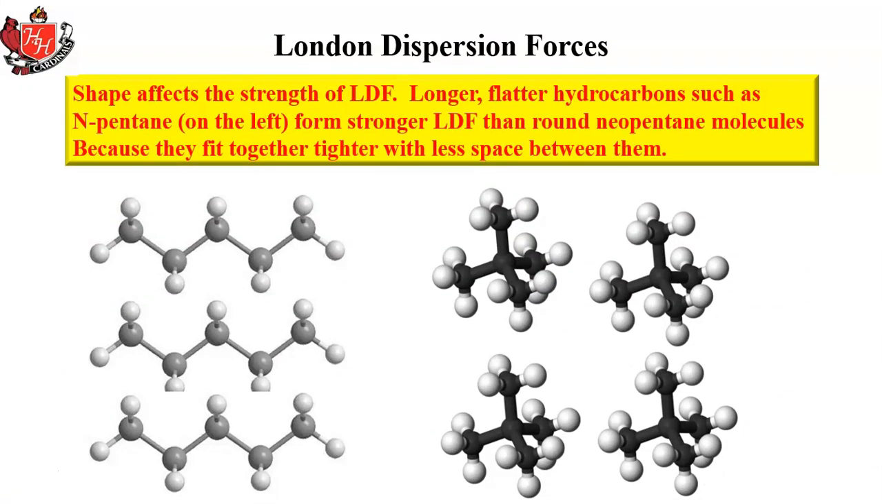Okay, the shape affects the strength of London dispersion forces also. Longer, flatter hydrocarbons such as n-pentane on the left form stronger London dispersion forces than round neopentane molecules on the right, because they fit together tighter with less space. So you can see how the molecules on the left, you could just stack them neatly on top of each other, and therefore they will be tighter together and form a stronger bond. Whereas the ones on the right are almost spherical shaped, and it's very hard to get them to fit together very tightly.